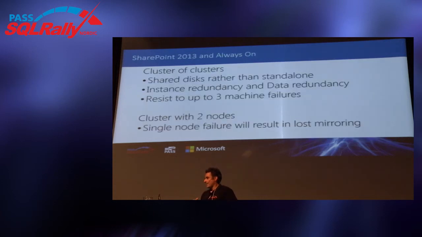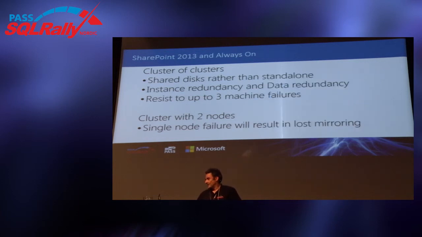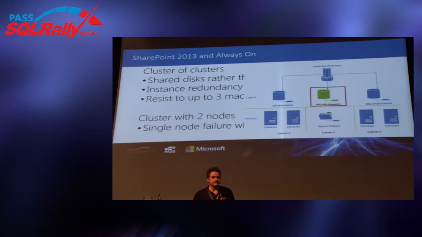So you can have a cluster of clusters, so you can share a disk rather than having a standalone machine. So you will have instance redundancy and data redundancy. Like that, you can resist up to 3 machine failures, and it will still work. If you only have a cluster with 2 nodes, a single node failure will result in lost mirroring. So this way you have your Always On listener and your 2 logical nodes and your physical cluster.